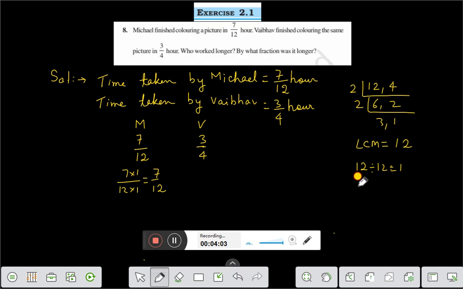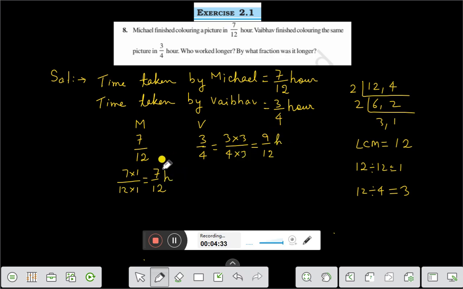Therefore, divide 12 by 4. That comes to 3. That means you have to multiply the numerator and denominator by 3. If we multiply the numerator and denominator by 3, we are getting 3 into 3, and 4 into 3. That is, it is 9 by 12. 9 by 12 hours, and it is 7 by 12 hours.